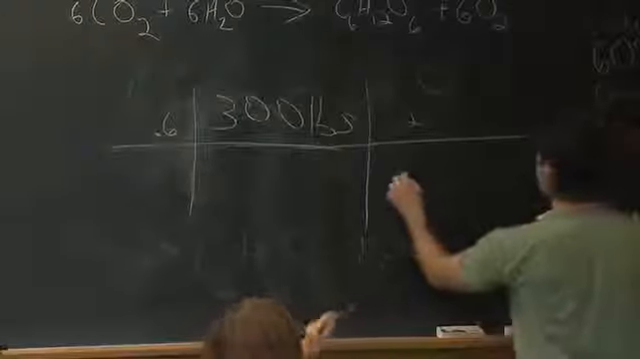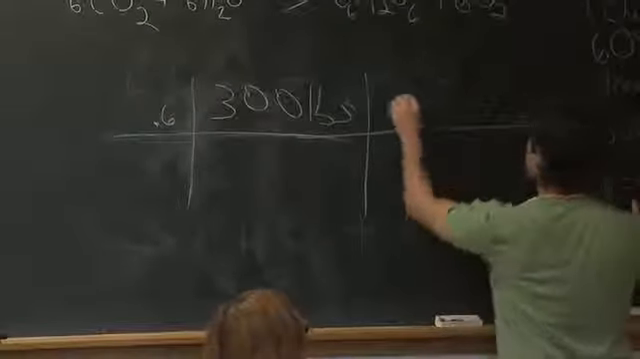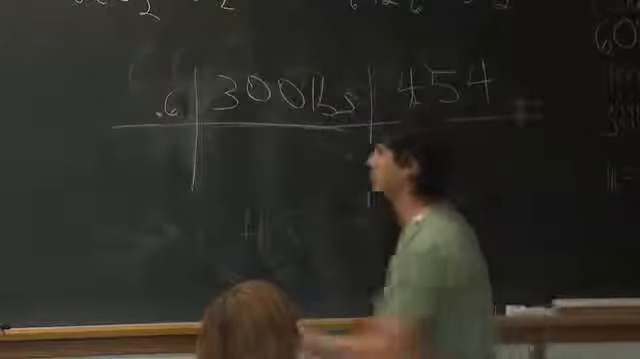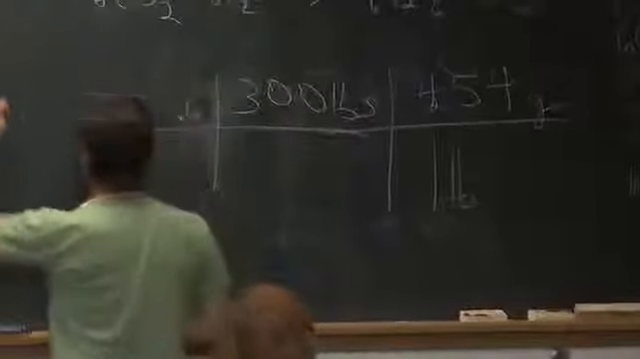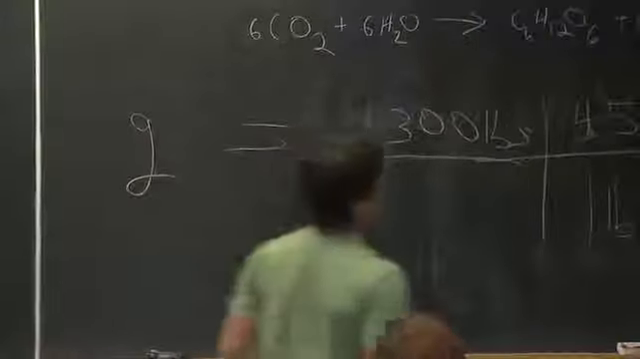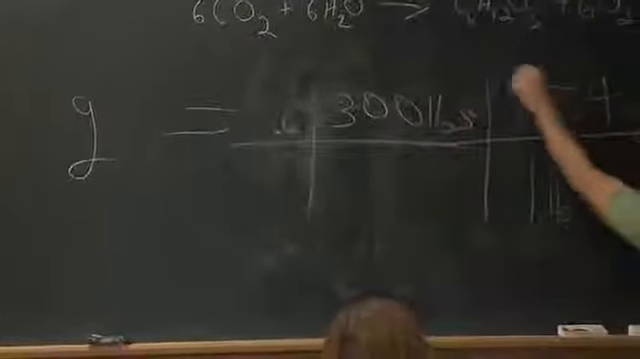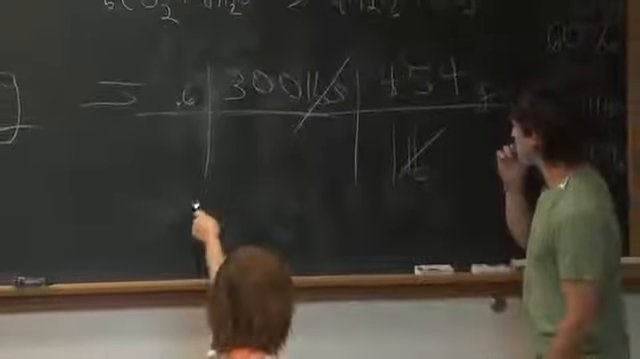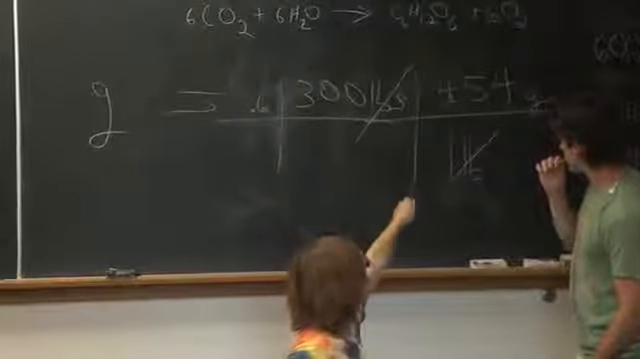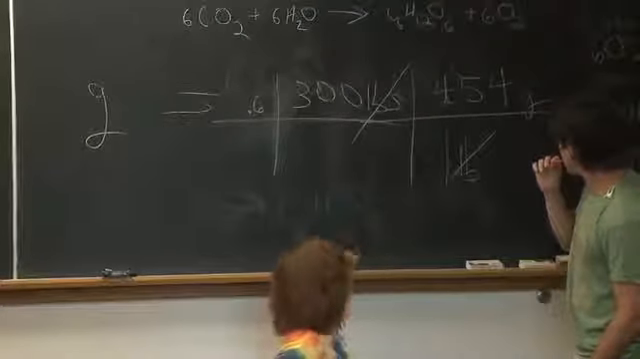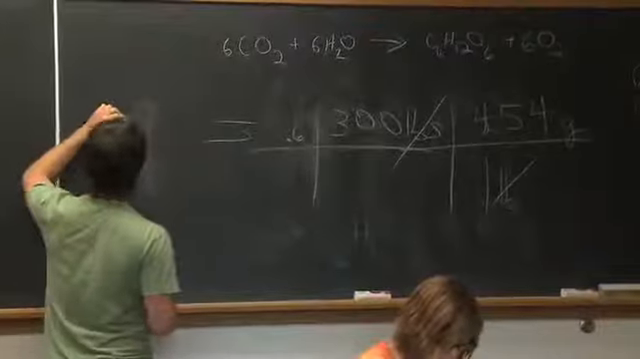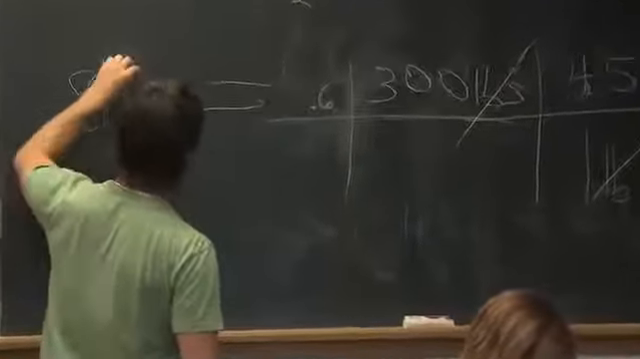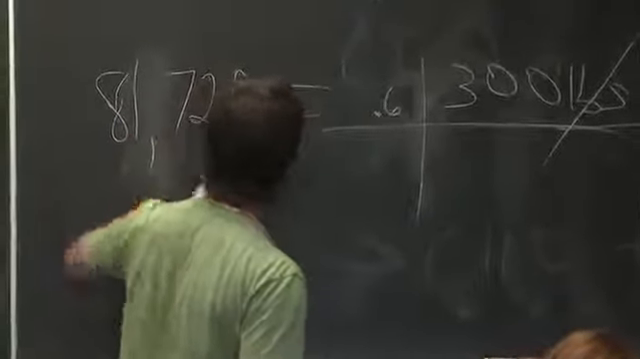So we know that for 1 pound, 454. This is just a ratio. This is unitless, so we don't have to worry about that. And since the unit we're looking for at the end is grams, we have to convert pounds to grams. So 0.6 times 300 times 454, divided by 1, it's still the same. 81,720?